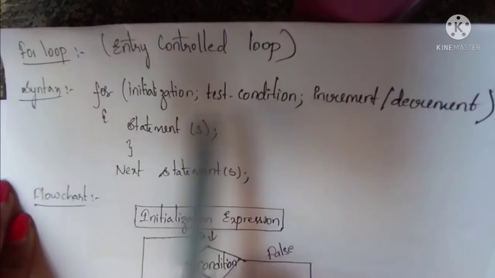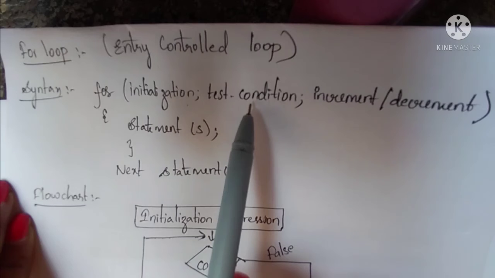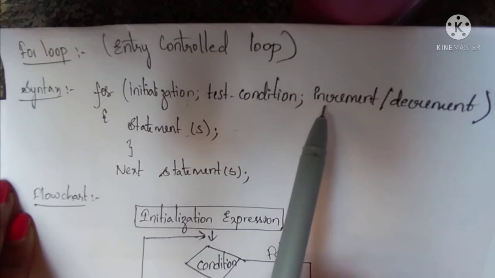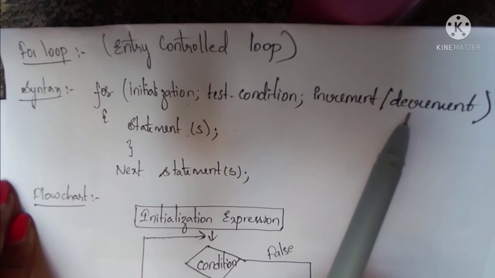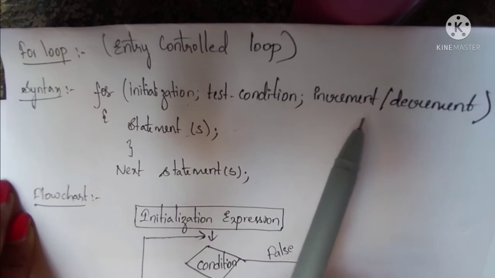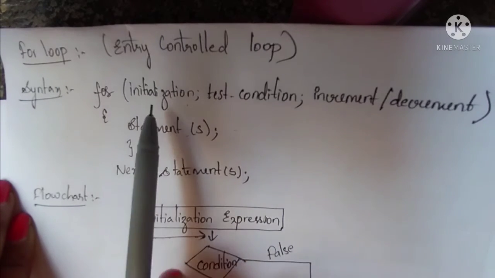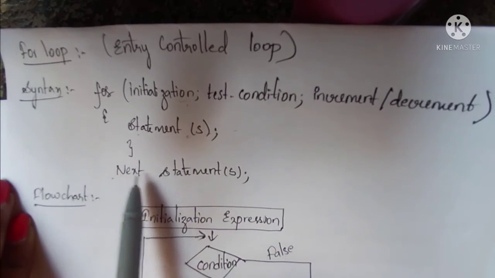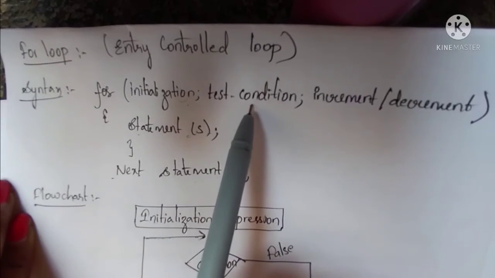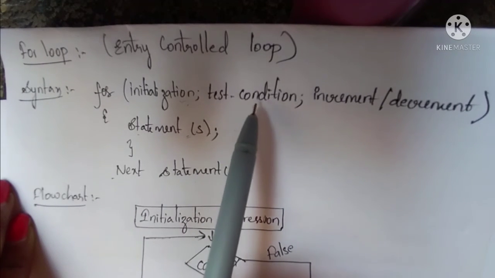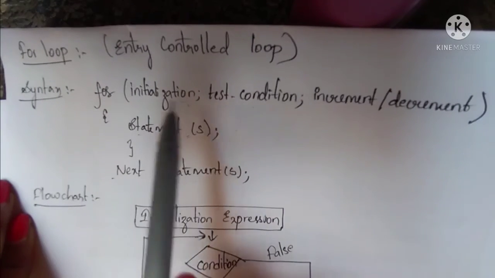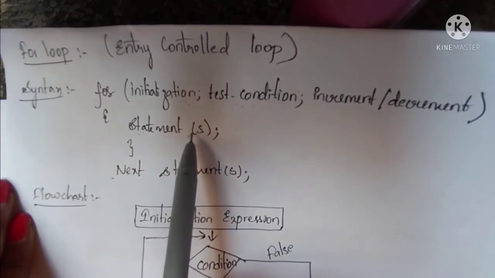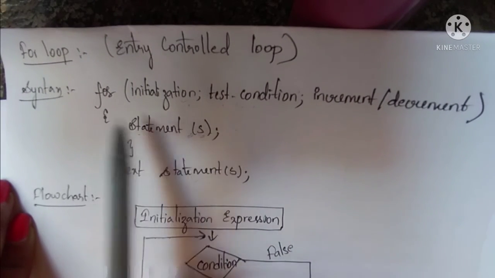First it will initialize, next it checks the condition. After performing the statements, it will perform the increment and decrement operators, that is variable addition or variable subtraction. It will execute the statements here if this condition is true, or else if it is false, it will execute the statements after the for loop. Okay, this is the syntax for the for loop.